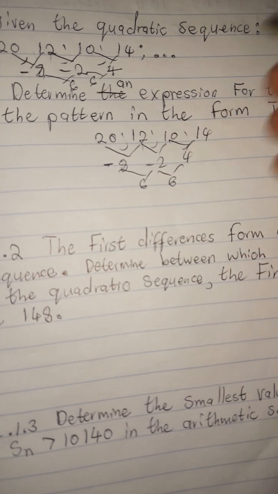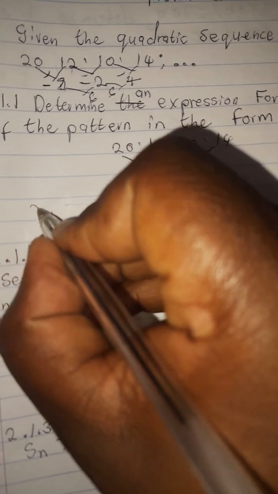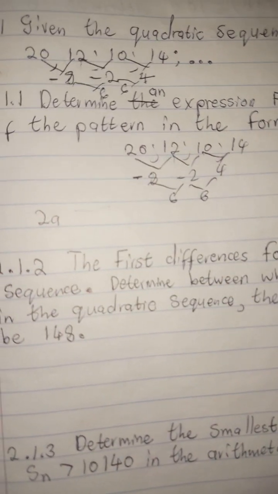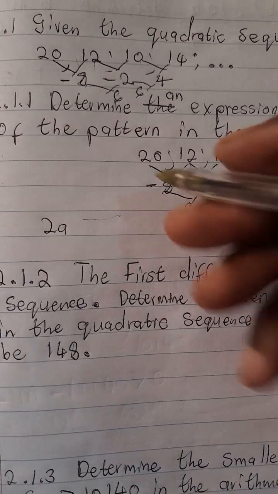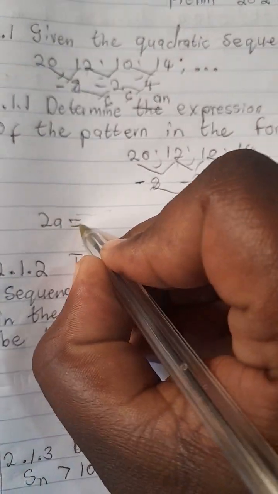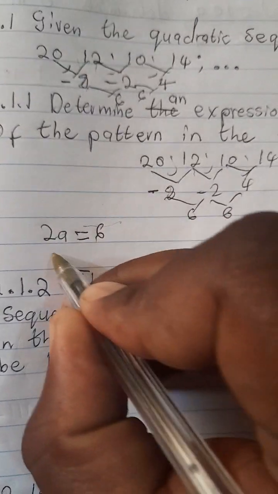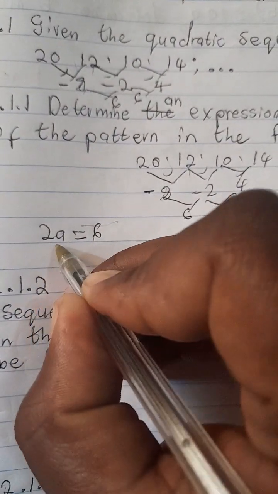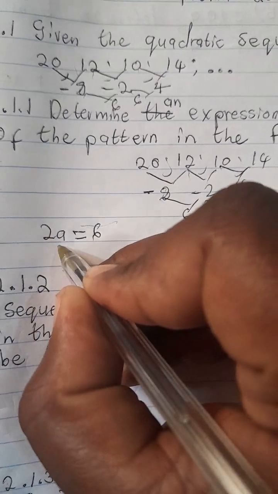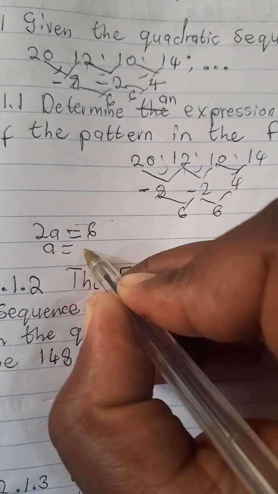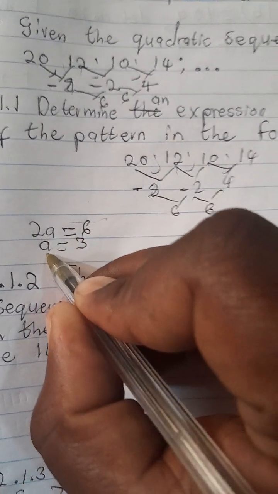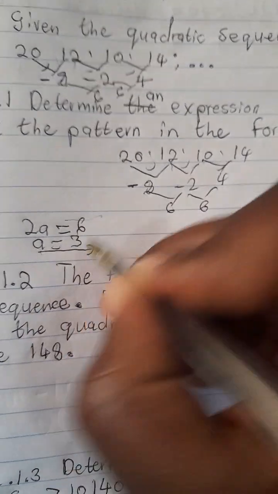To find a, we use the expression for the second difference, 2a, which is equal to 6. Then we need to divide both sides by 2. How many times does 2 go into 6? 3 times. So a is 3.